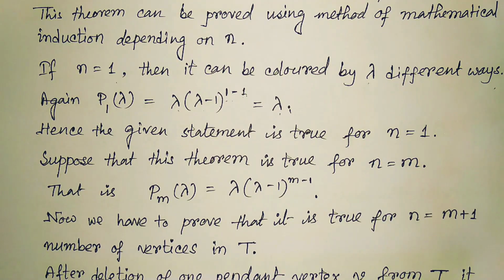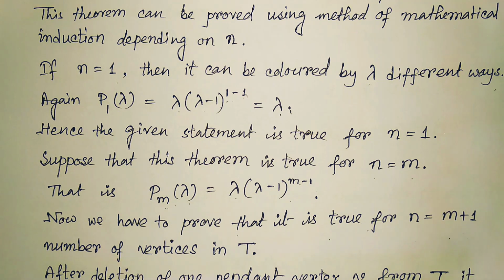Now suppose that this theorem is true for m. That means when n equals m, then the theorem is true. Hence, we can assume that Pm lambda is equal to lambda into lambda minus 1 to the power m minus 1 by the mathematical induction. Now we have to prove that the theorem is true for n equals m plus 1. So the number of vertices now is m plus 1.